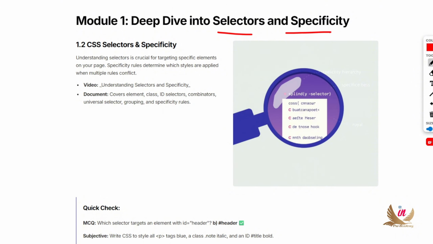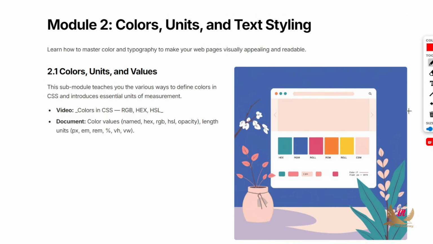The CSS can be connected with HTML with the help of selectors. And there are different kinds of selectors. Each selector has its own function. They have one behavior. They have one importance. So that's why we have to learn about specificity also. Now, after learning about the CSS selector and this, we are going to go to the next module.